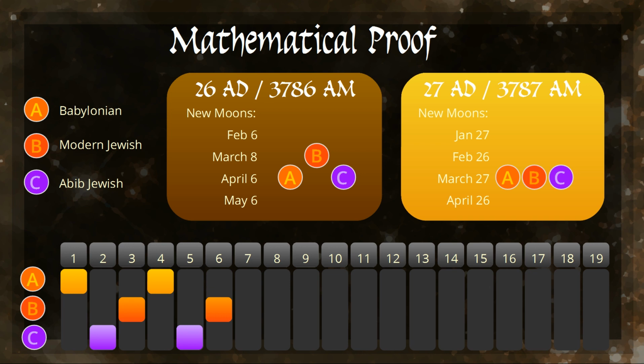For 27 AD or 3787 AM, the date of February 26th is much too early for any of the calendar rules. They all start on March 27th, with the modern Jewish calendar having to add an additional month in between.